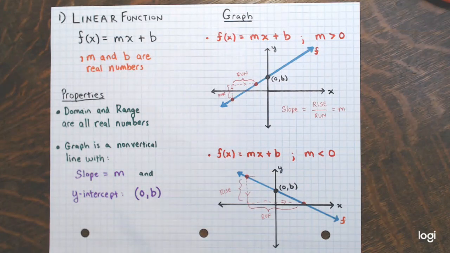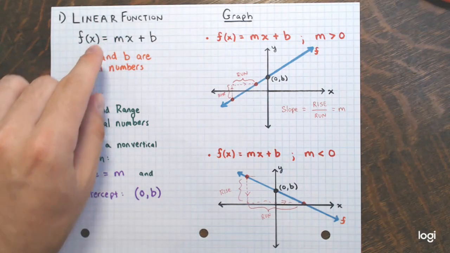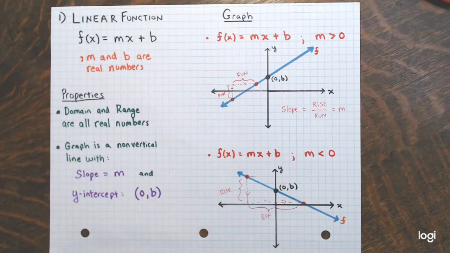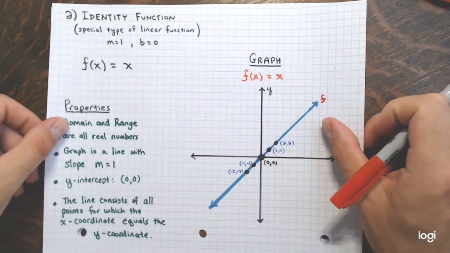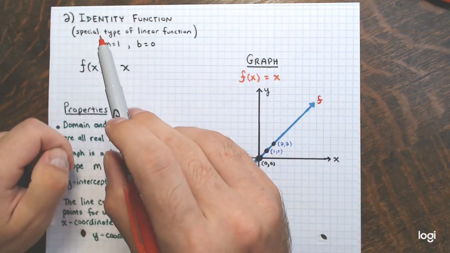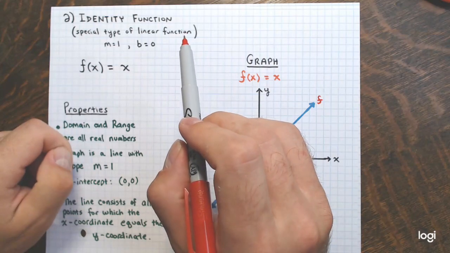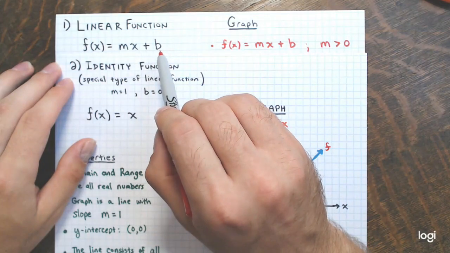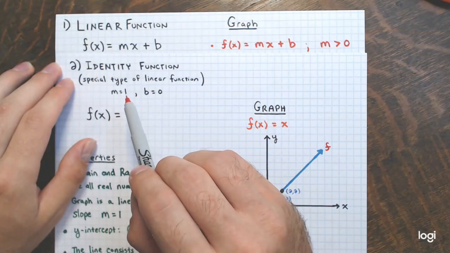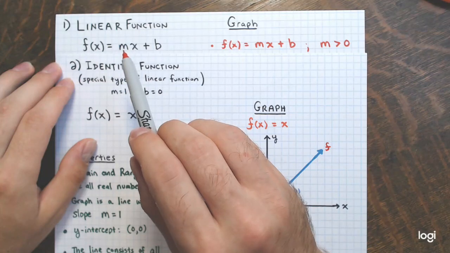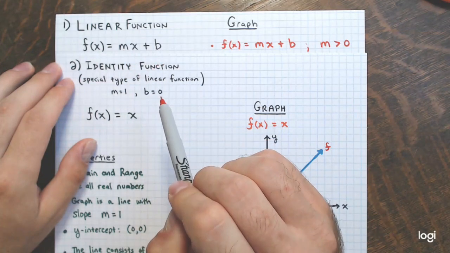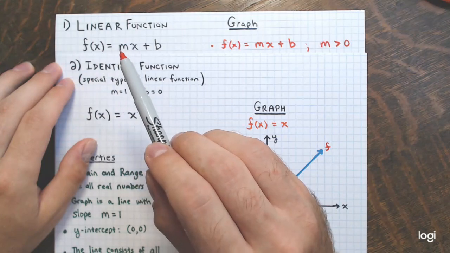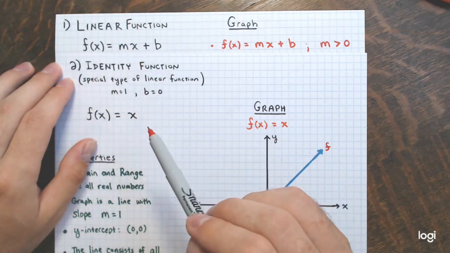Now, the next 2 types of function I have for you are just special versions, special types of a linear function. The first of these is called the identity function. So again, it's a special type of linear function. It's got this f of x equals mx plus b form, but it's very special where the value of m is 1, so 1x plus, and the value of b is 0. So f of x equals 1x plus 0, or just simply x.